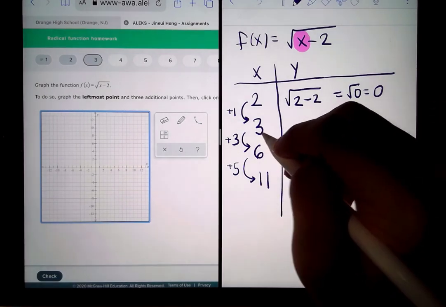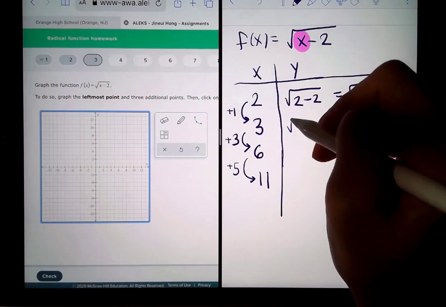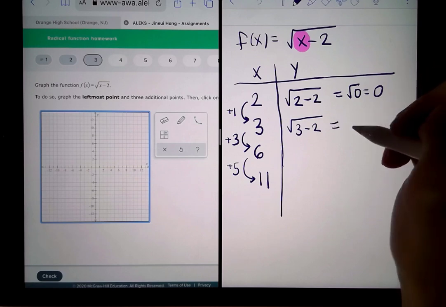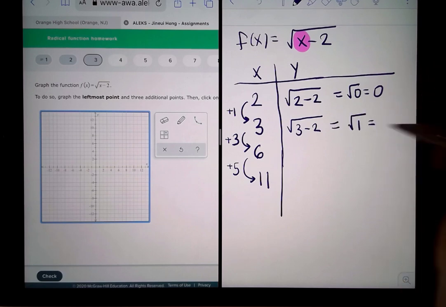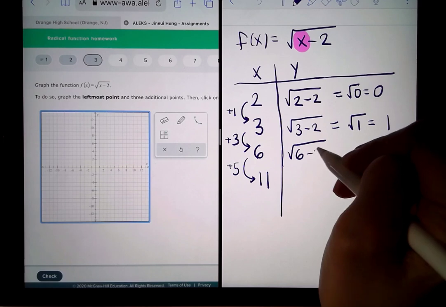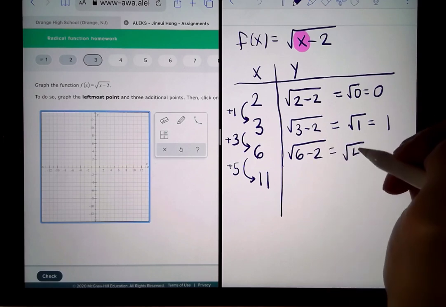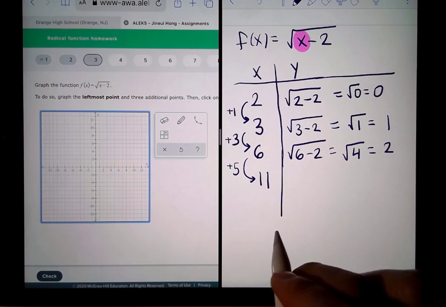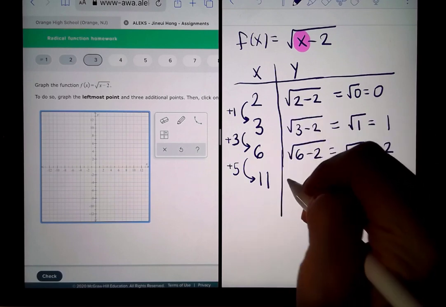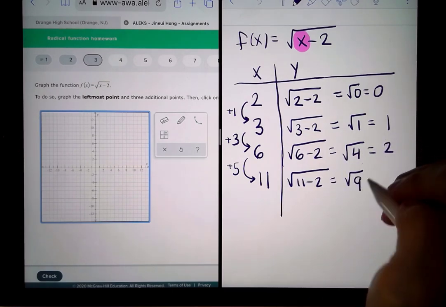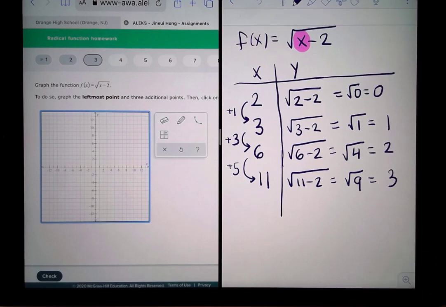So if I have 3 for x, you put 3 into x, then you get 3 minus 2. Right? And then the square root of the absolute value of 3 minus 2, that is square root of 1. Alright, so that is 1. And when it's 6, you put 6 into here, then you get square root of 4, which is 2. You see it? This is like a magic number. So when you use these 4 points, you always get an integer value. Alright? So square root of 11 minus 2, then what do you get? You get square root of 9, which is 3. So now I got my 4 points.